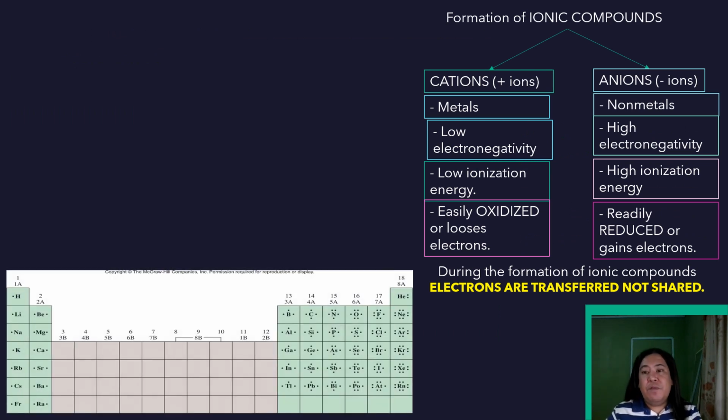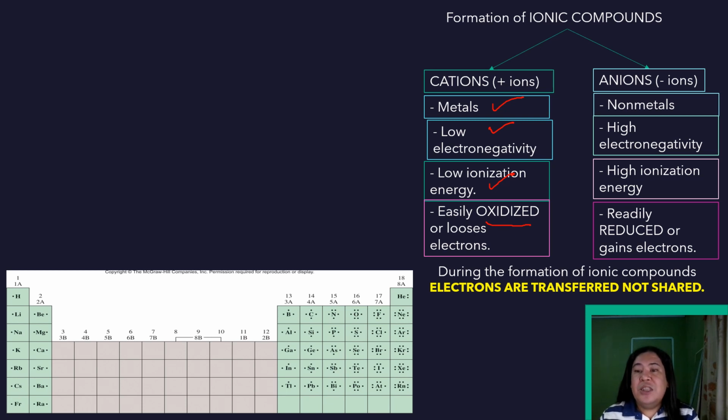Okay, so formation of ionic compounds. So, we all know in writing chemical formula that ionic compounds consist of or are composed of cations and anions. So, cations are the positive ions, and these are the metals with low electronegativity, low ionization energy, and can be easily oxidized. Okay? Pag sinabi natin oxidized, it loses electron. That is why all metals have a positive charge. Kasi the positive charge indicates that the electron is being lost during chemical bonds.